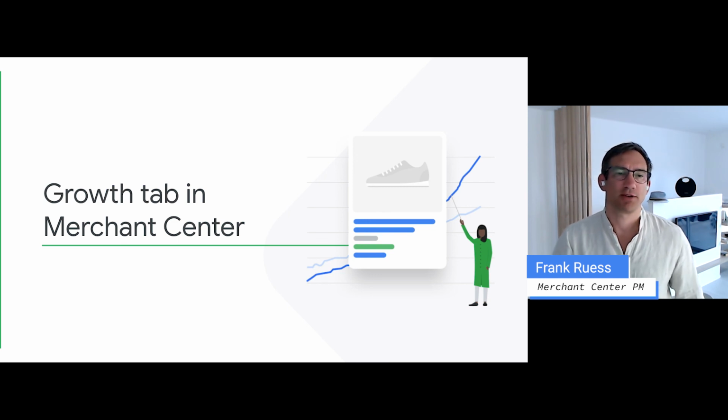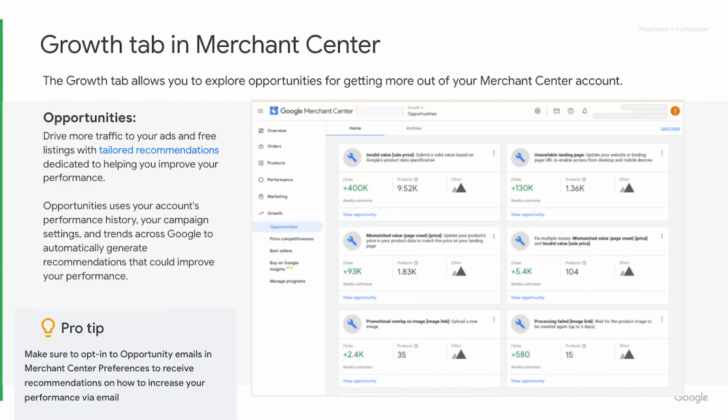I want to talk to you a little bit about the Growth tab in Merchant Center and highlight some of the tools that we have for you to improve your performance. The first one is Opportunities. It gives you tailored recommendations to help you improve your performance.